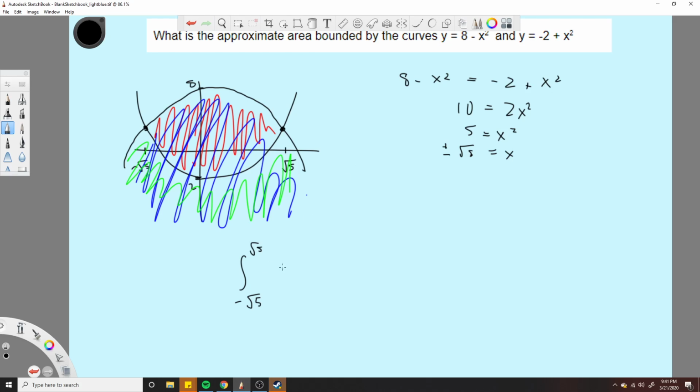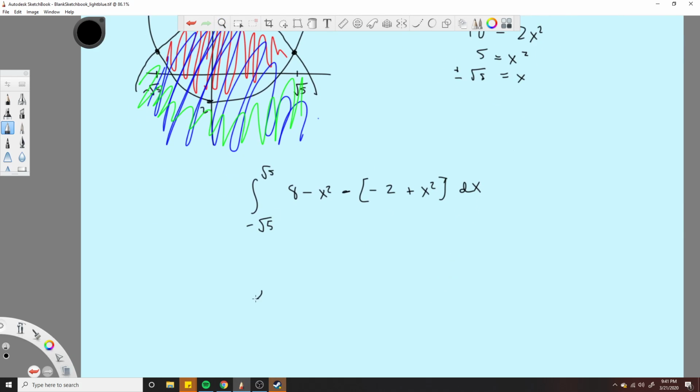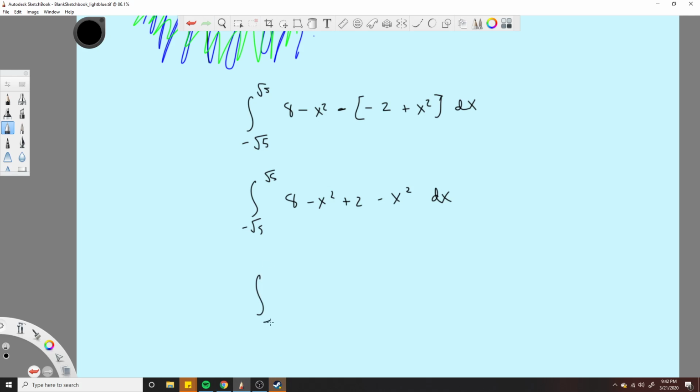So the first equation would be 8 minus x squared, and then we're subtracting the function negative 2 plus x squared dx. Now we will distribute this negative sign. So you have 8 minus x squared, that'll be a plus 2, and that'll be a minus x squared dx. Now you will combine like terms. 8 and 2 will be a 10, minus 2x squared.